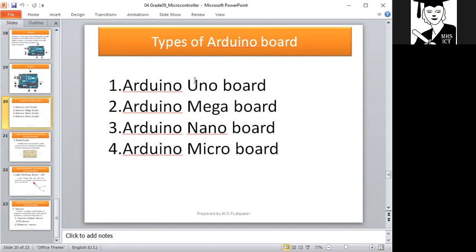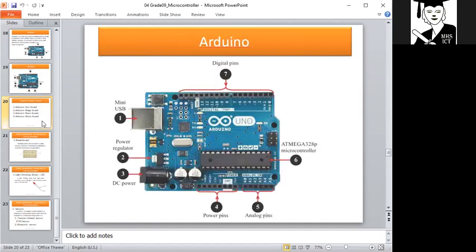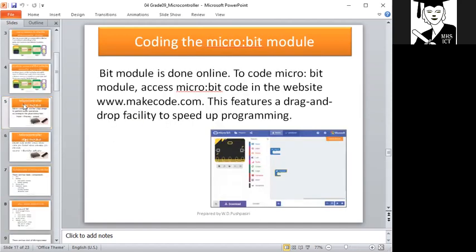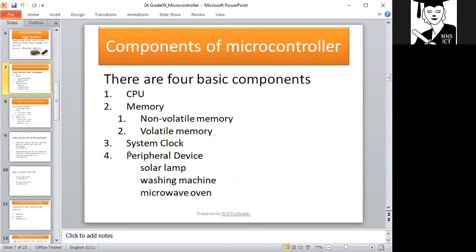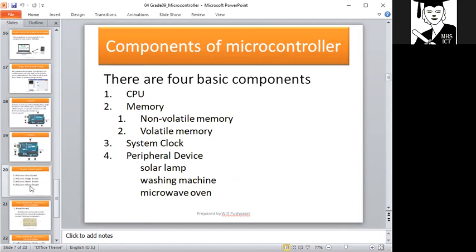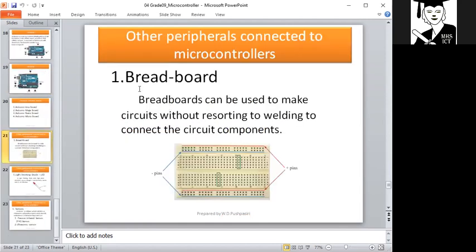And then we are going to talk about the devices we told we can use for microcontrollers. The last part we did here, right? This is the peripheral devices. So now we are going to touch on that, right? This is called other peripherals connected to the microcontrollers. There are many things that we can connect to a microcontroller.